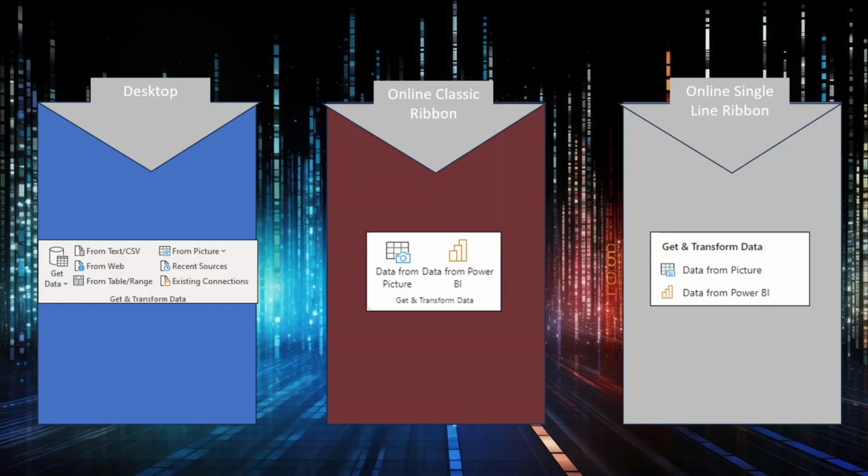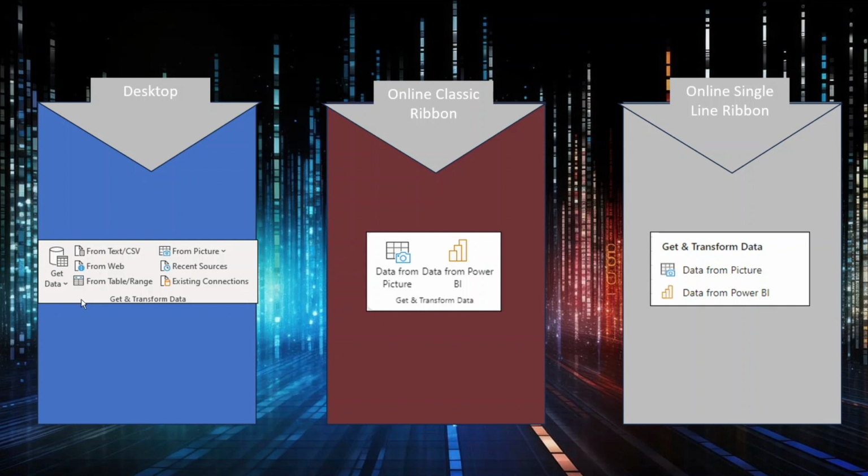Now let's look at an even more direct comparison. From the desktop, we have the Get and Transform Data group. And while we have a Get and Transform Data group for the classic ribbon and for the single line ribbon, we can see that there is just so much more here. Here we definitely have data from picture, and then data from picture. What we don't really see in any great detail is this data from Power BI.